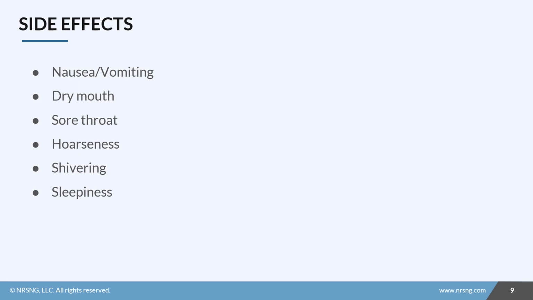Okay, guys, it's important to review some of the side effects that we see with general anesthesia. Each patient acts very differently. Some have no side effects at all, and some have nausea and vomiting, or shivering, and sleepiness is pretty common. Sore throat and hoarseness typically have to do with the endotracheal tube that's needed during general anesthesia.